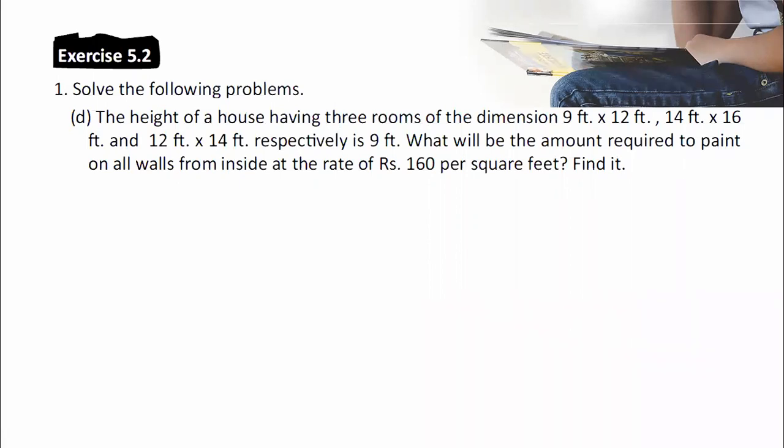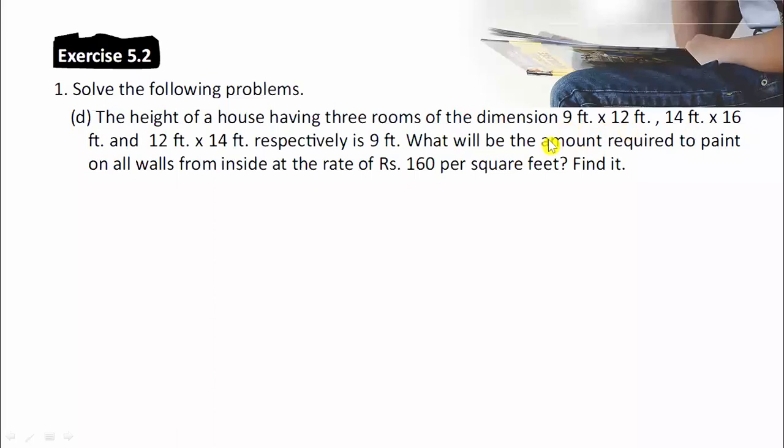Are you observing the question on screen? Yes, sir. The height of a house, sir, having 3 rooms of dimensions. Dimensions means length into breadth or breadth into length. Which one is the lengthier is length, which one is the shorter is the breadth. Okay, that you have to know yourself. Dimension means length and breadth only. The longer one is length, the shorter one is the breadth.